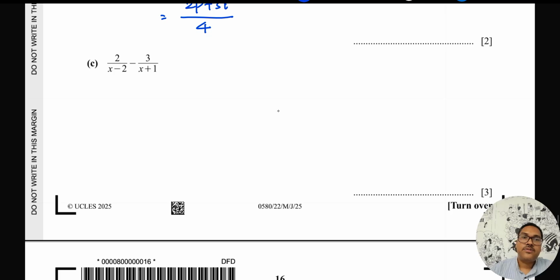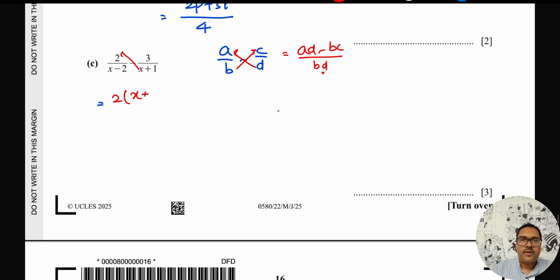Now here, how can you simplify this? We can use the cross multiplication. We know a upon b minus c upon d. If you have to simplify this, you can multiply like this and multiply like this, which is AD minus BC upon B into D. So what you can do is just multiply this. This is 2 into x plus 1, negative 3 into x minus 2. Multiply these two. Divide by x minus 2 into x plus 1.